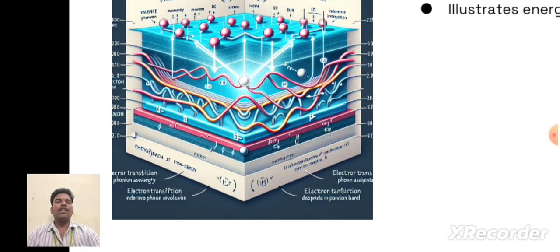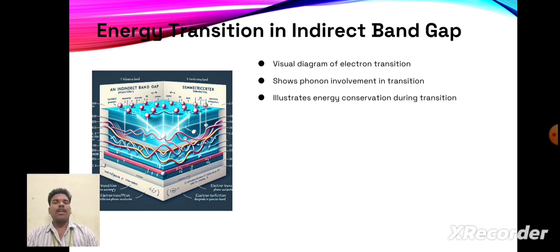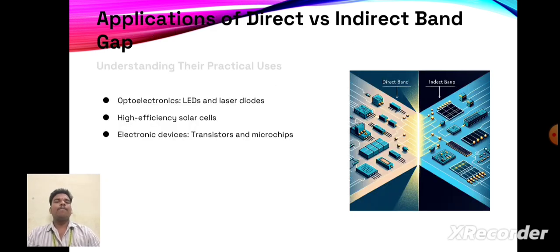And there will be a transition for the photon energy, which results in a difference in the momentum in the conduction band or in the valence band. Okay, until now I have been saying direct band gap and indirect band gap.